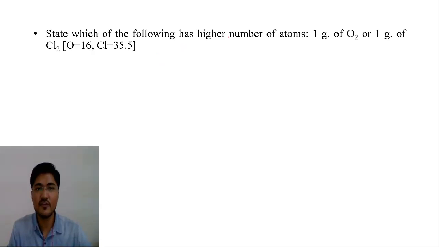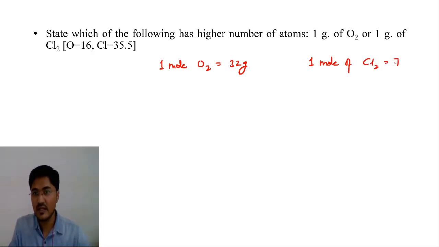State which of the following has higher number of atoms, 1 gram of O2 or 1 gram of Cl2. Now first of all, 1 mole of O2 will contain 32 grams and 1 mole of Cl2 will contain 71 grams, and this will contain 6.022 into 10 raised to 23 molecules, and this will also contain 6.022 into 10 raised to 23 molecules.